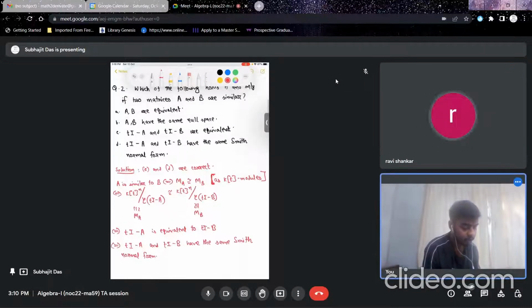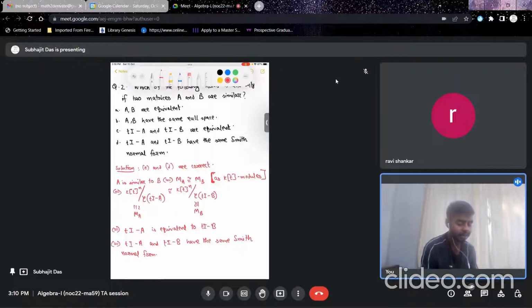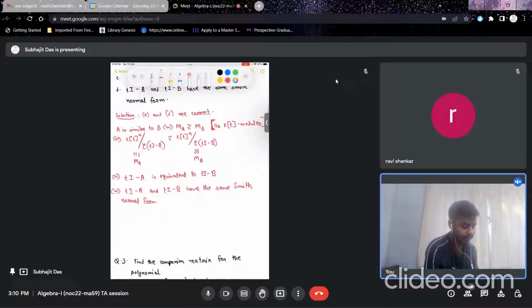So certainly C and D are correct, but what about options A and B? We see that A and B are definitely not correct, and the reason is very easy.